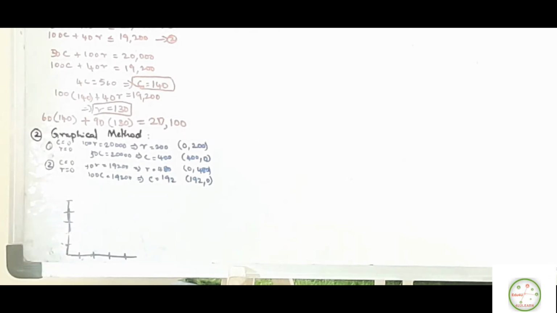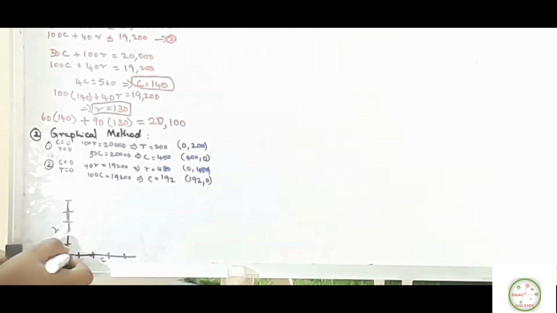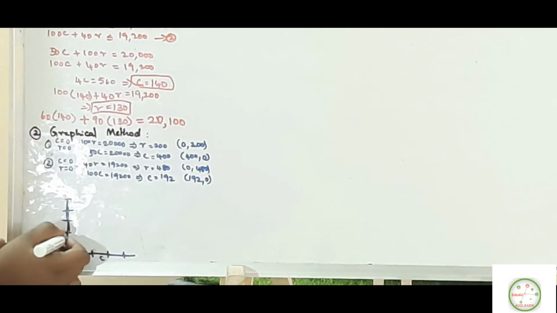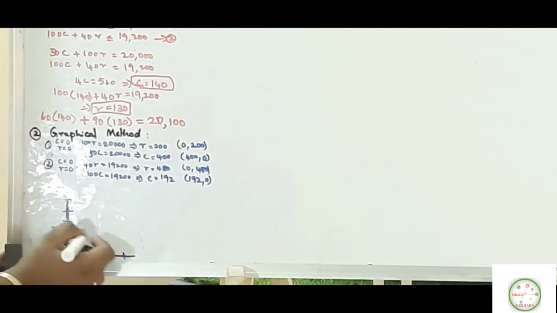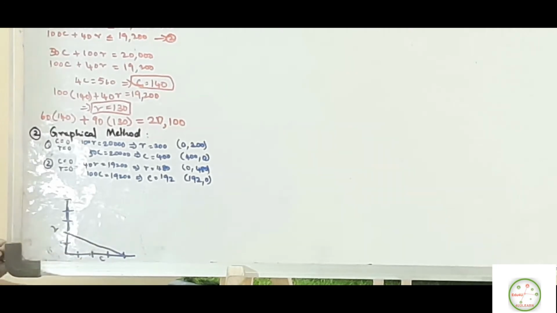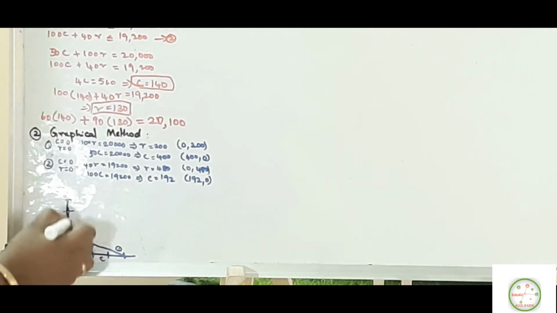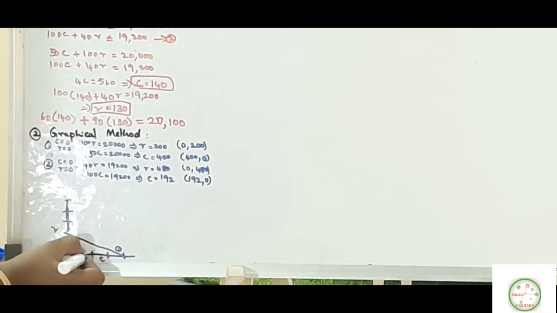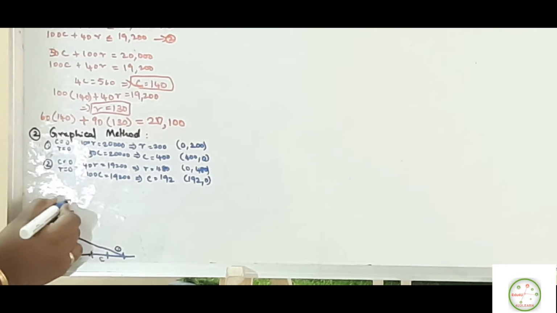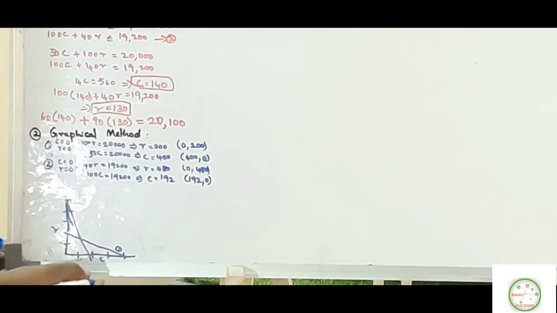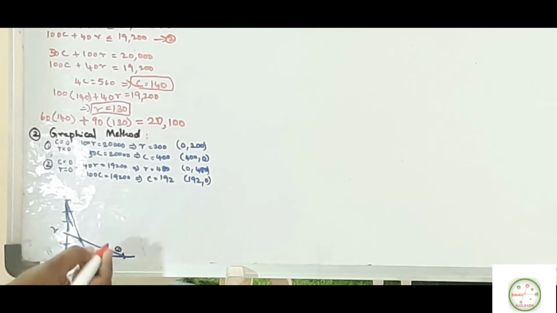Okay, so when we plot it for equation 1, we have the x-axis as C and the y-axis as R. When C is 0, R is 200, this portion, and when C is 400, R is 0. This is how we go about plotting equation 1. So C is 0, R is 480, and this is 192. So the point of intersection is this, and this is the area in which we get the solution.